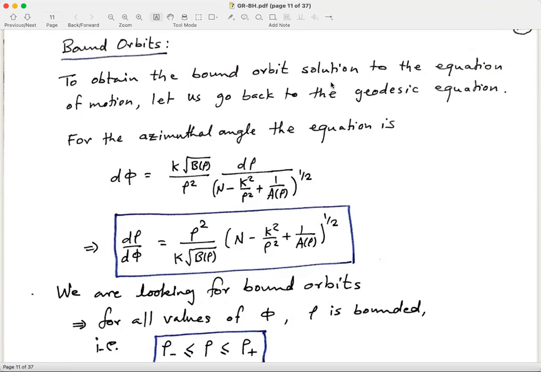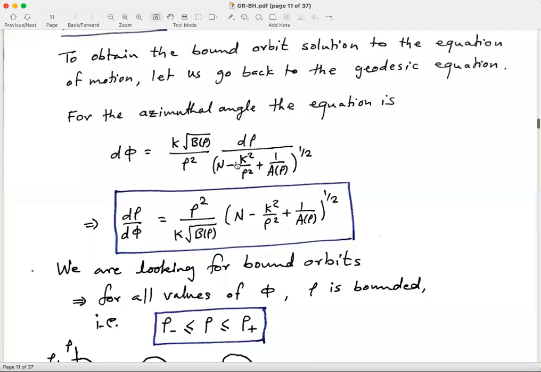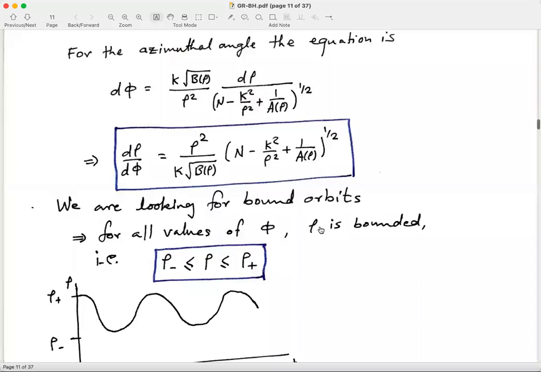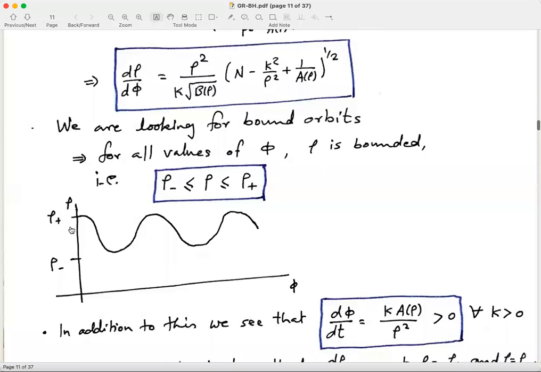Okay, so therefore we want to ask how the angle phi, the azimuthal angle phi, changes as we study the motion of a bound object, where the radial variable is bounded between two values, which we will call rho minus and rho plus. Roughly, the picture would look something like this.